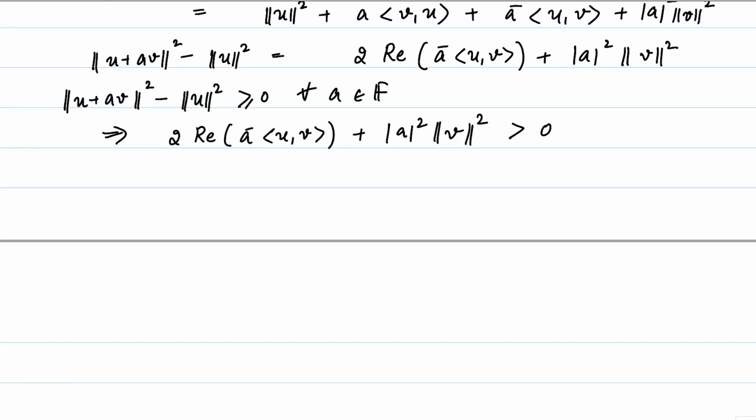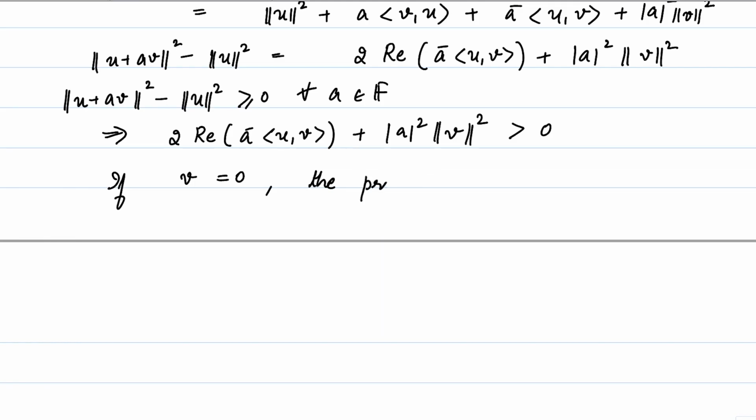So let's carefully pick A. Pick A to be equal to, okay, so let's see, if v is equal to 0, then there is nothing to prove, right? Then the inner product of u comma v will be equal to 0 and we will be done, right? So the case when v is equal to 0, the solution is clear.